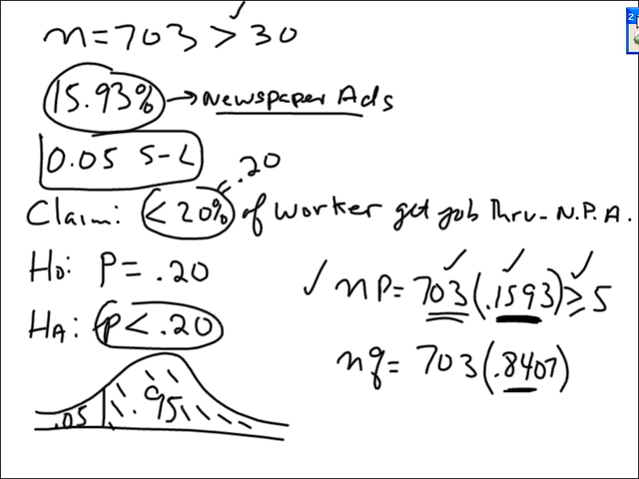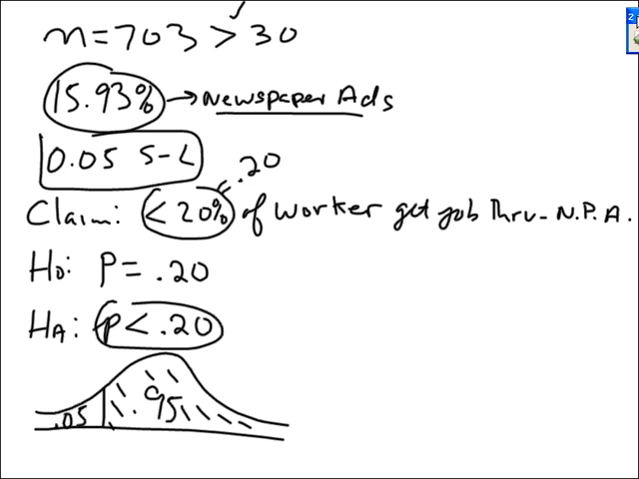Well, we're taking a bigger percent, almost over 84%, times 703 now. When we took 15% and multiplied by 703, we got more than 5. If you take more than 80% and multiply it by 703, you're going to get more than 5. So the two criteria have been met. It is binomial, and NP and NQ are both bigger than or equal to 5. So now we're allowed to use this rule.